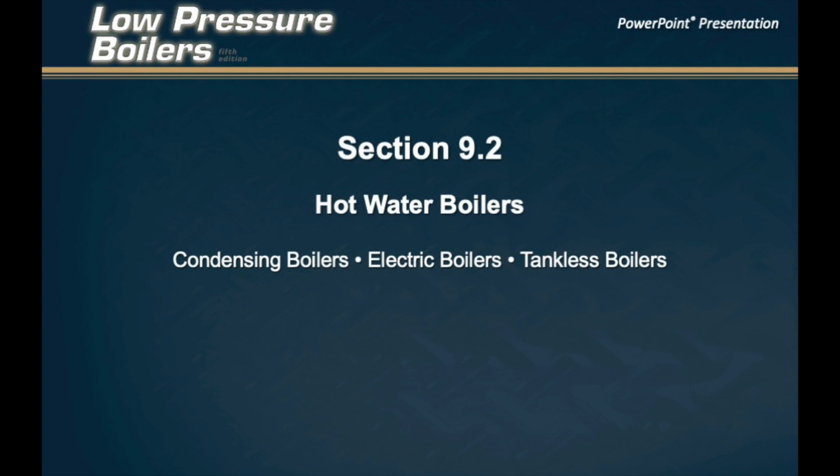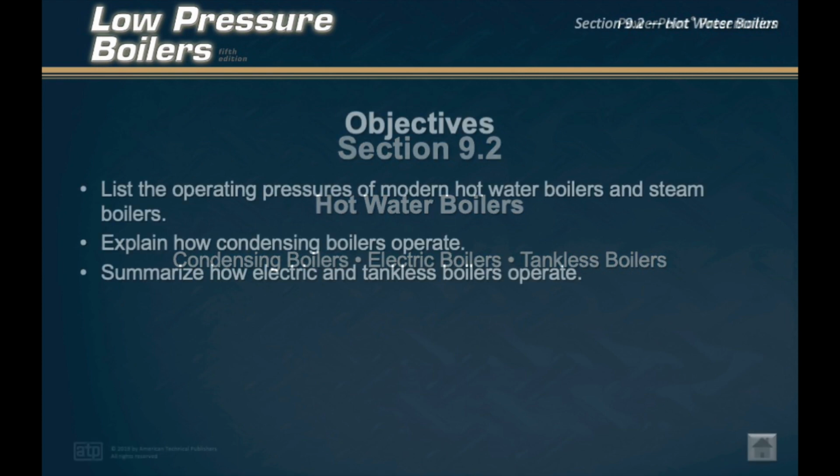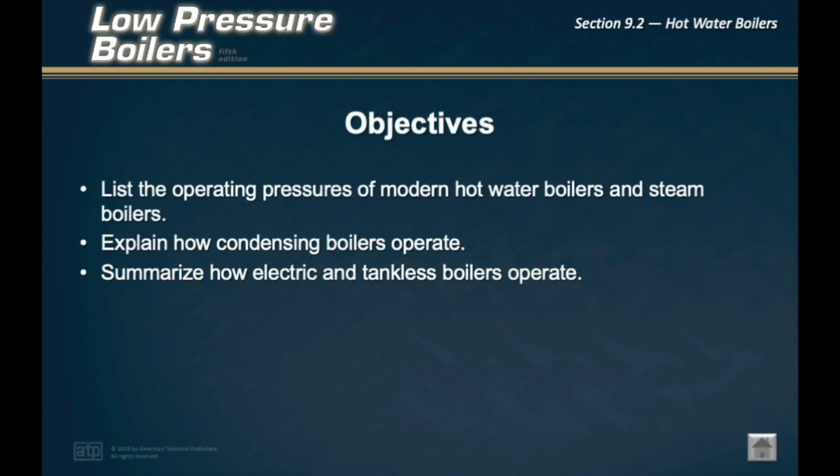Section 9.2. Hot water boilers. The learning objectives will be to list the operating pressures of modern hot water and steam boilers, explain how condensing boilers operate, and to summarize how electric and tankless boilers operate.